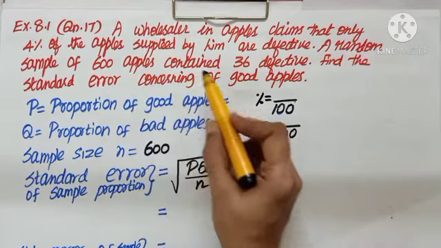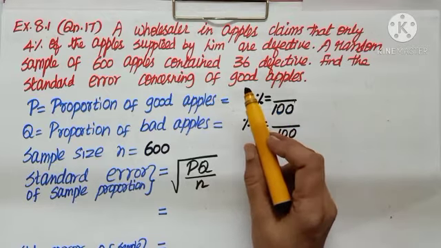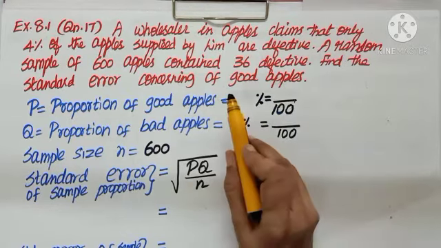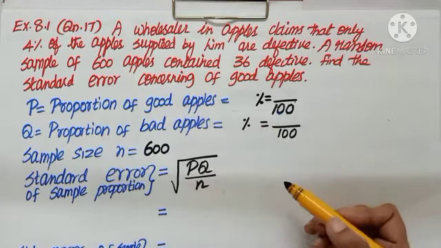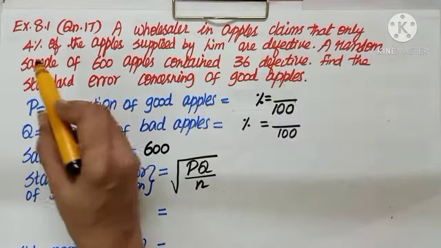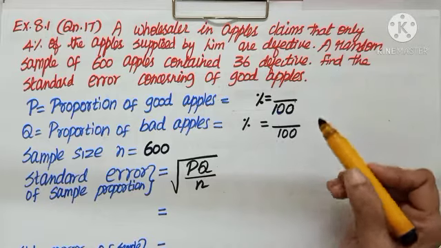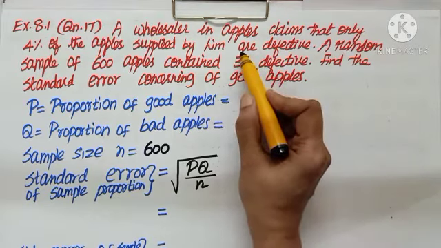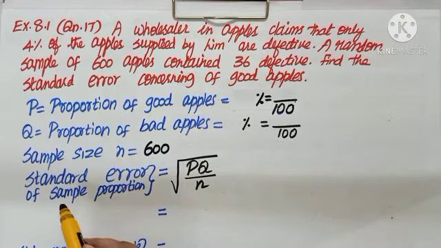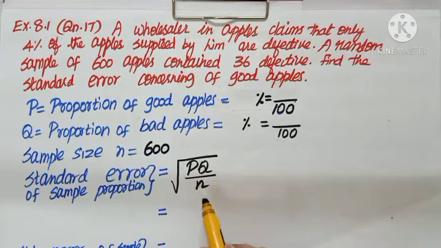As we read the problem, we have to check whether mean or standard deviation or proportion is given. Out of the 3, what is given here? 4% are defective tells me percentage. Percentage represents proportion. So proportion is given. How to write the standard error? Standard error of sample proportion is root of PQ by n.